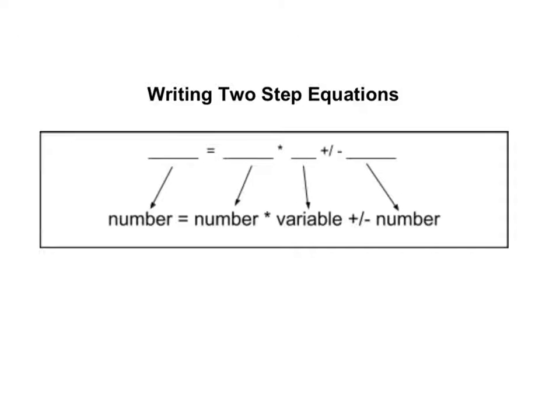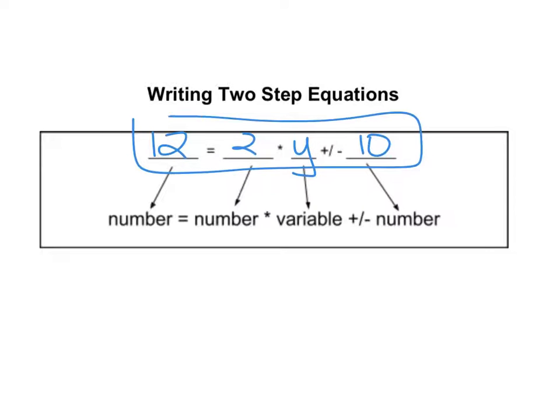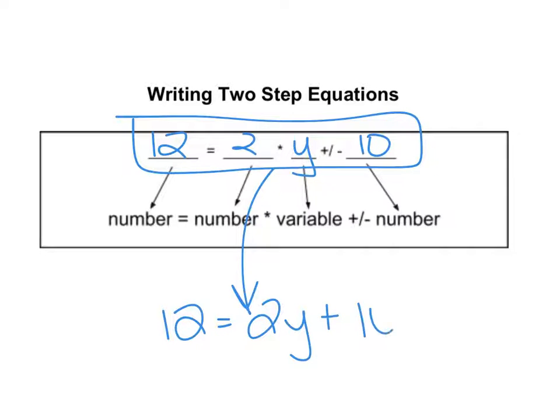This video is going to show you how to write two-step equations. If you take a look at the screen or at your note sheet, you'll notice this box at the top showing the general outline for a two-step equation: some number equals a number times the variable, plus or minus another number, depending on the situation. So a two-step equation would look like 12 equals 2y plus 10.